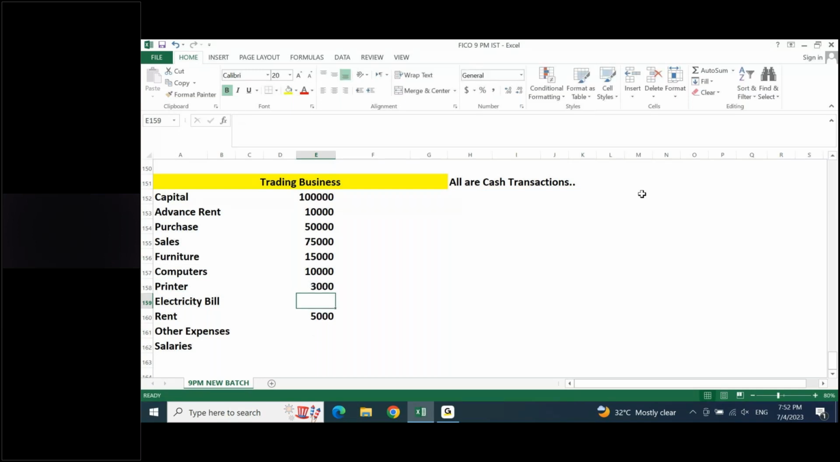Now electricity bill, rent, these things are paid at the end of the month, correct? Yes. Let's say electricity bill you paid around 500, rent you paid 5,000, other expenses some 800, salaries assuming you paid 8,000. Let's say this is the transactions that we performed during the first month of your business. Considering these transactions, now you are more interested in finding out whether you got profit or loss. Agree?